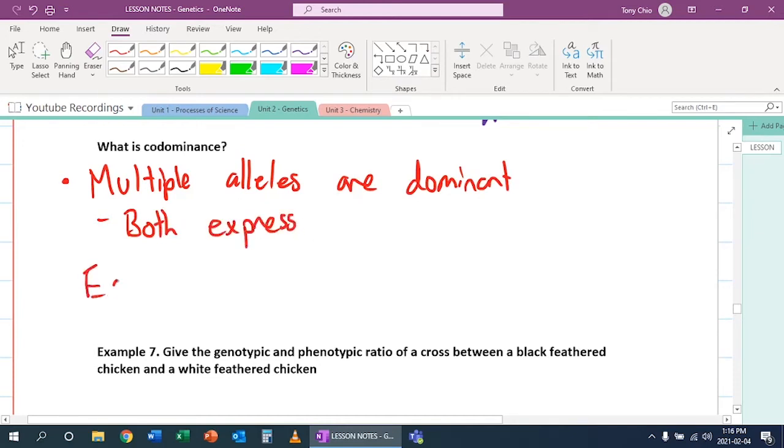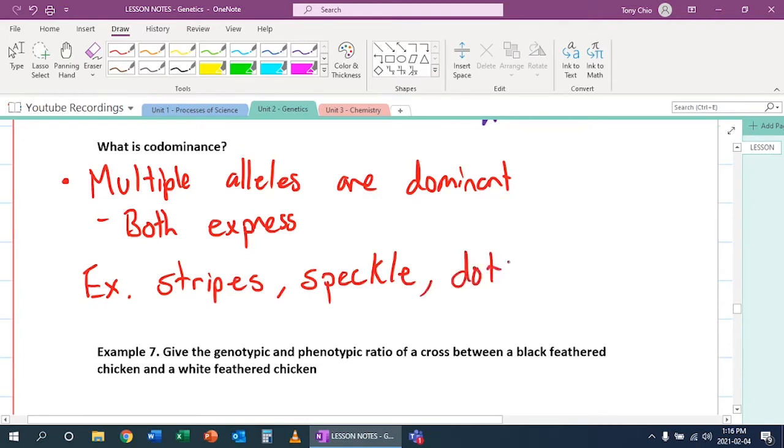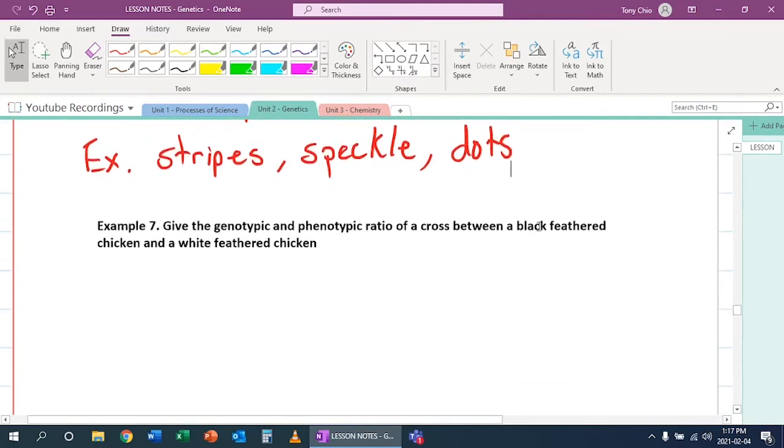So an example could be stripes. If something has stripes, it could be codominant. If something is speckled, like a chicken that has multiple different colored feathers, that is codominant. You could even say dots could be codominant because both colors show. If people have different eye colors, that could be codominance. So there are many different types of examples of this. Let's take a look at what happens if I have codominant examples.